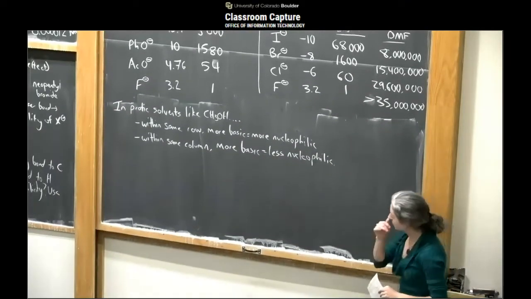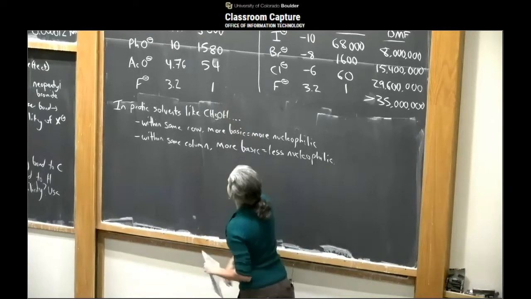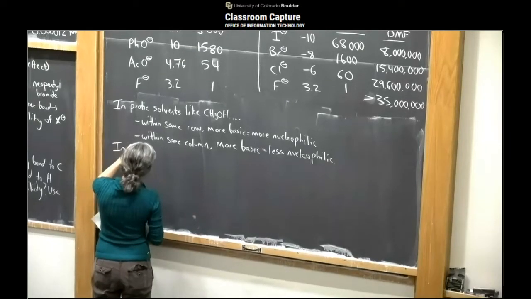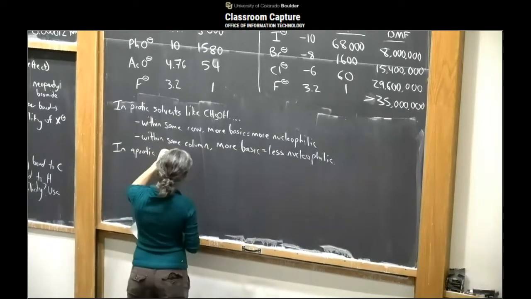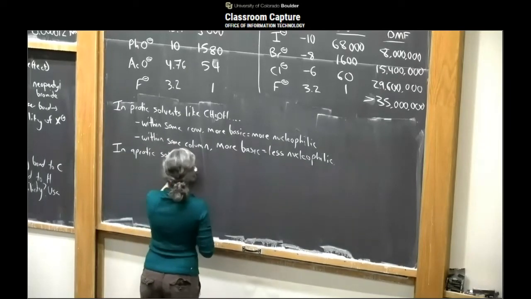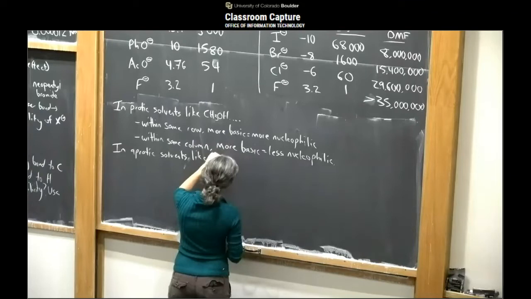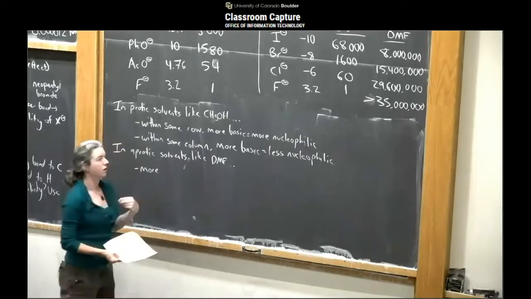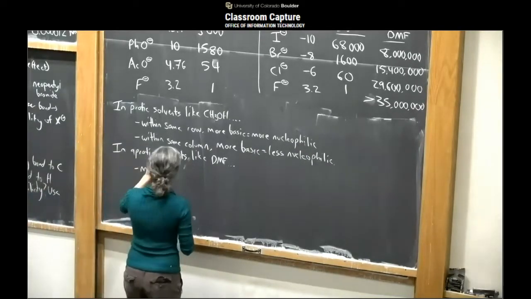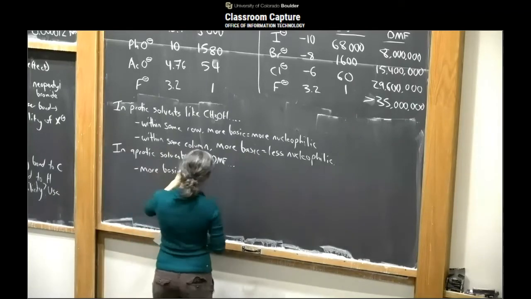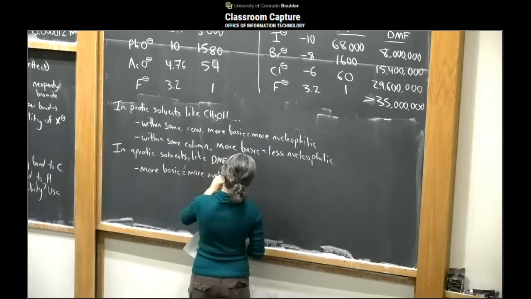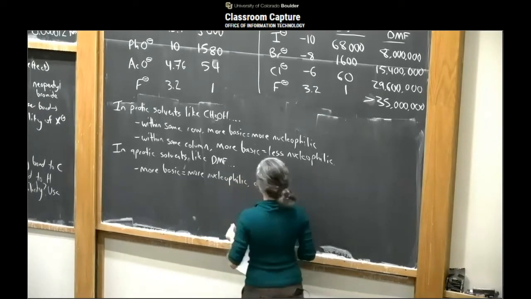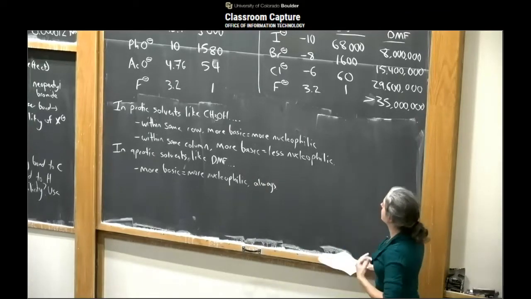And then I didn't include the numbers for DMF here, but I probably should just for completion. But in aprotic solvents like DMF, more basic turns out to always mean more nucleophilic. Always means more nucleophilic, and also the reaction is way, way faster.